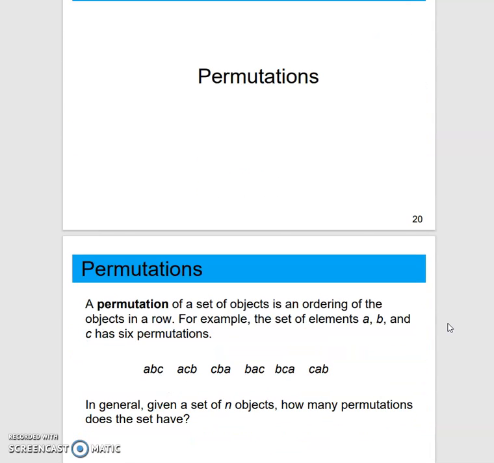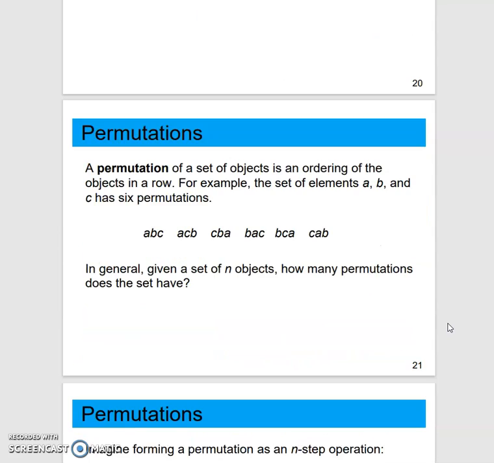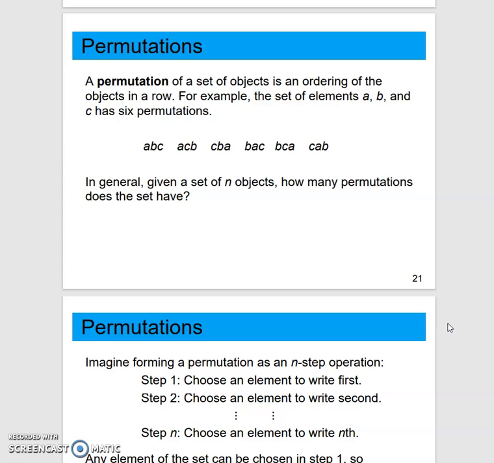Alright, let's talk about permutations. So a permutation means we are now looking at not only the numbers, but the order in which we're putting them in. So for all of these, I have A, B, and C, but they're all in a different order. And that's what we mean by a permutation. How many different ways can I write these same symbols?